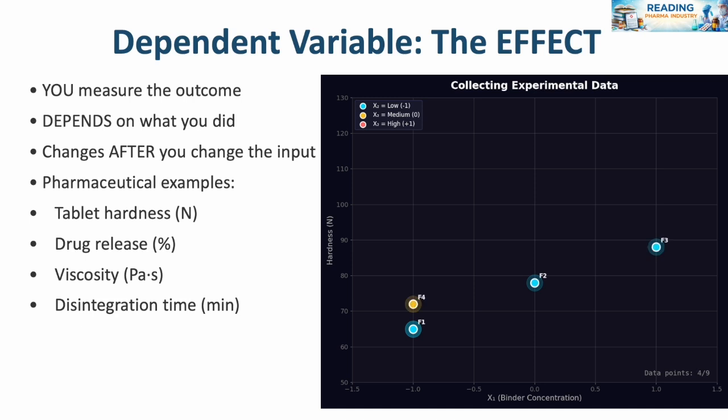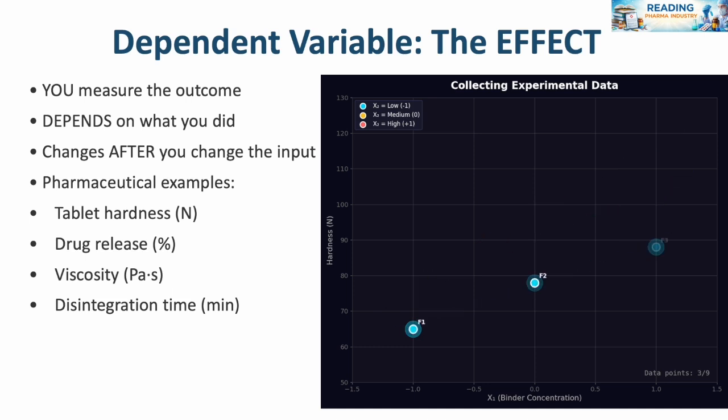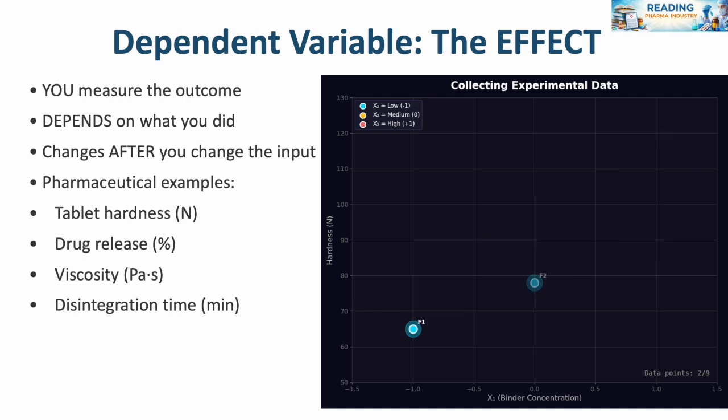Now let's look at dependent variables. The key thing here is you measure. You don't choose what values it has. You find out by testing. So it depends on what you did. The hardness of your tablet depends on how much binder you use and how hard you press the tablet. You didn't choose the hardness, it resulted from your choices. So it changes after you change the input. First you make the tablet, then you test its hardness.